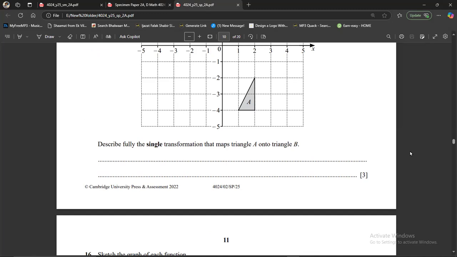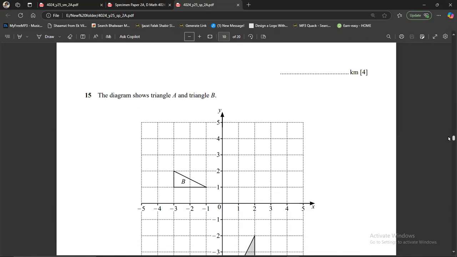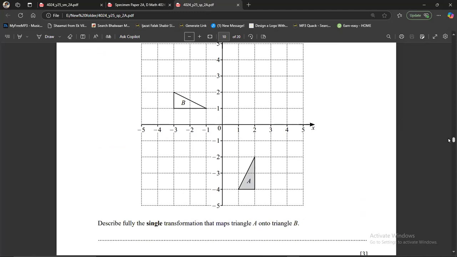Okay. So the method is very simple if you want to recognize this. If you rotate the triangle A, and it will fit on the triangle B, how do you know? Simply take a set square. In your geometry box, you have a set square. Let me get a set square, and I will try to show you how this is done.